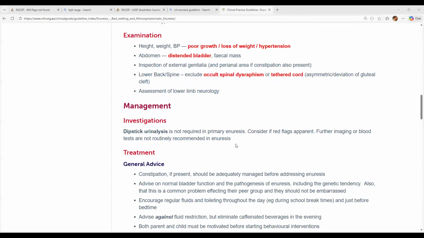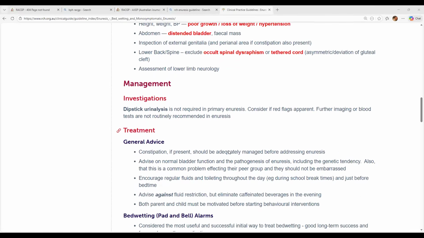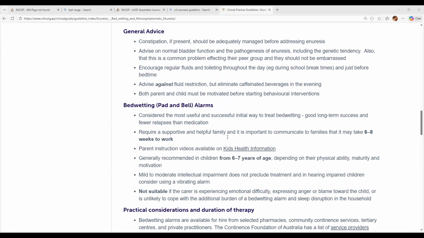And then management. We have to do an investigation, a dipstick urine analysis, to make sure there is no infection. If there is no infection and you are not suspecting any secondary cause from your history and physical examination, you can give general advice: treat the constipation, make a routine, make sure that they are not having fluid before bedtime, and not having caffeinated beverages or soda at bedtime.